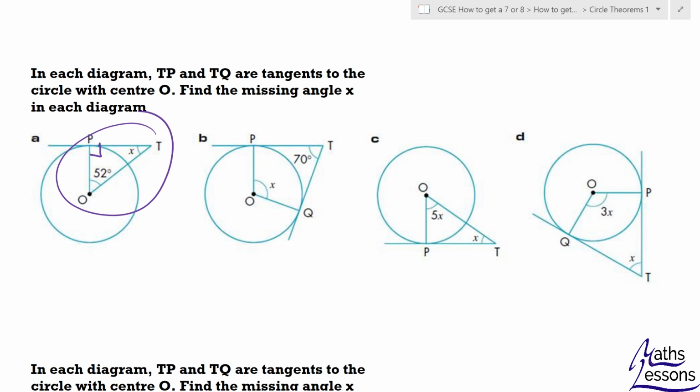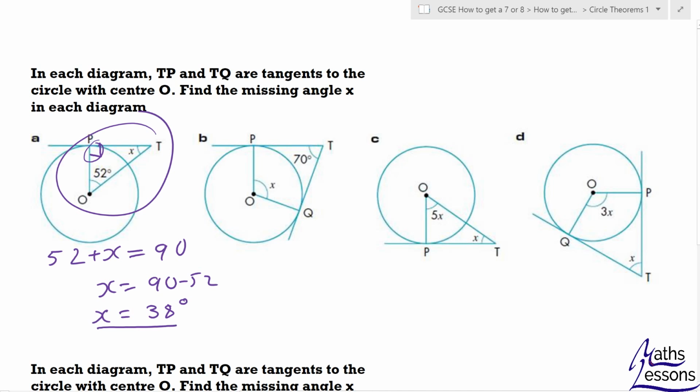it. Anyway, we got 52 plus x is going to equal 90. Because obviously, if you've got a right angle triangle, that's 90. The whole triangle adds up to 180, so therefore the remaining angles add up to 90. So x will equal 90 minus 52, and therefore x will equal, what's that going to be? 38 degrees. There you go.